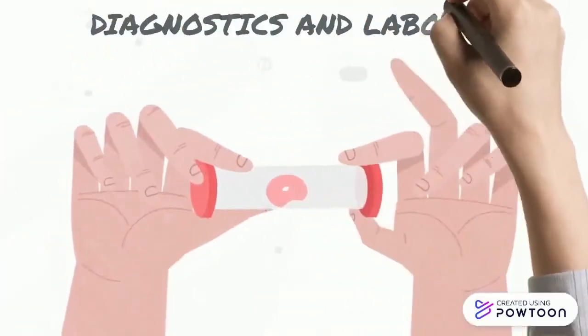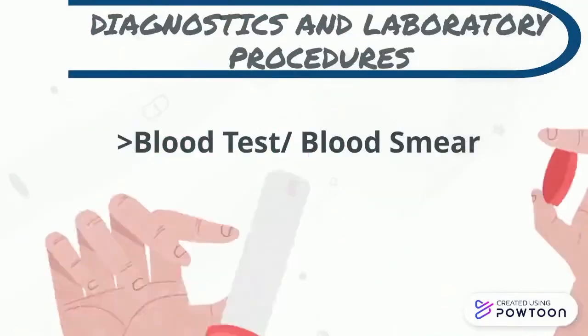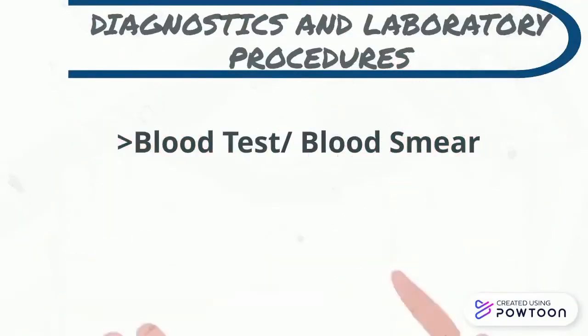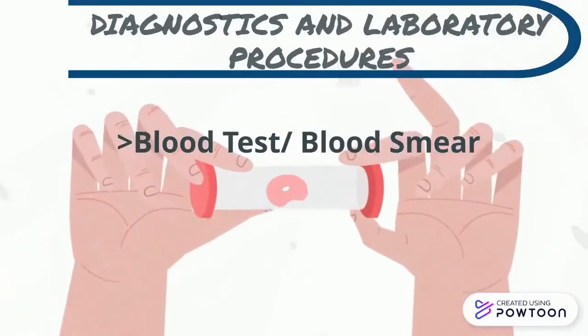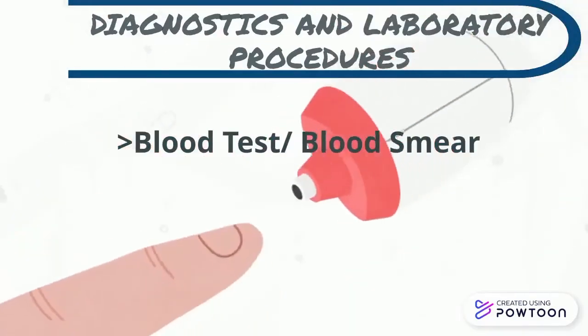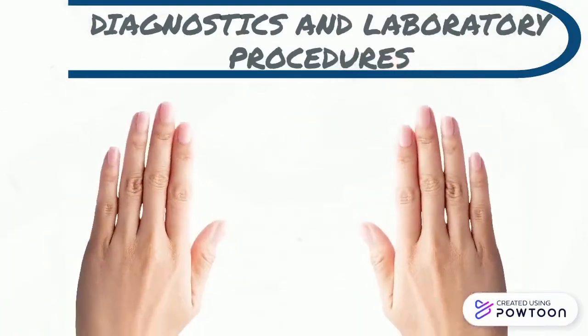Diagnostic and laboratory procedures. Blood tests or blood smear. Mono is confirmed by blood tests. Early in the course of the mono, blood tests may show an increase in lymphocytes. Some of these increased lymphocytes have an unusual appearance known as atypical lymphocytes when viewed under a microscope.